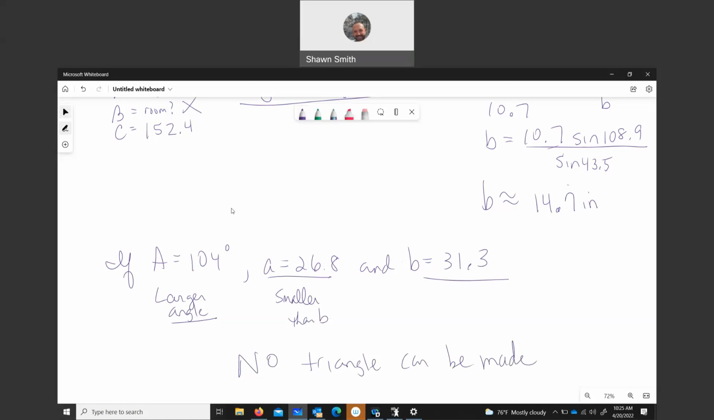All right, so that is the rest of 7.2. The procedure is the same for every one of these. It's just that if you have to solve for an angle first, you must consider that there may be two triangles that can be formed. Any questions?